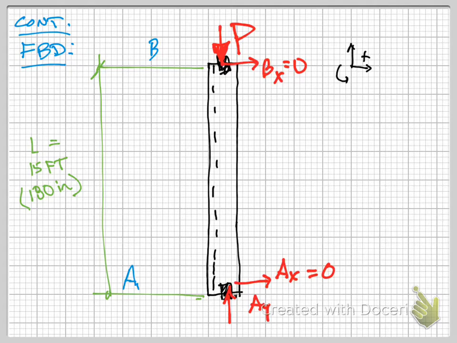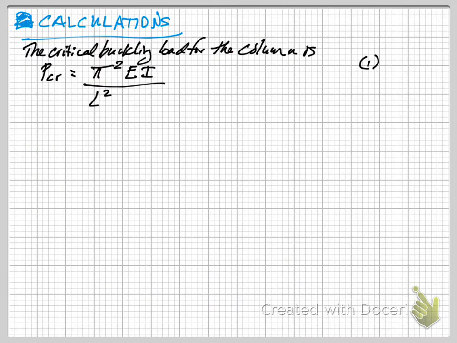Now let's move on to our calculations. I went ahead and assumed that our critical buckling load for the column is P critical, which is our standard Euler equation, referenced earlier as equation 1. But for our case, we're not really asked to calculate P critical.